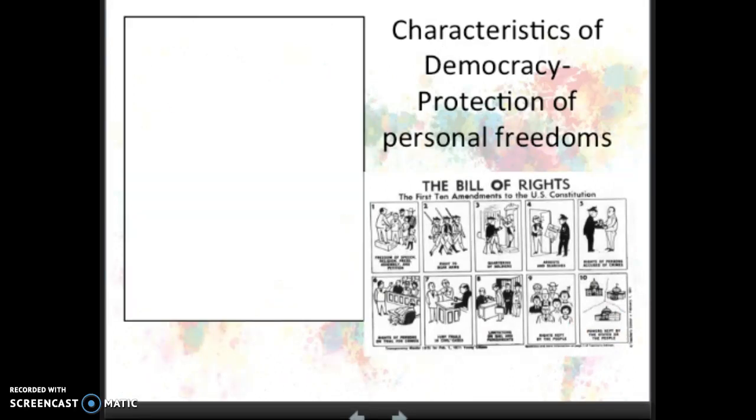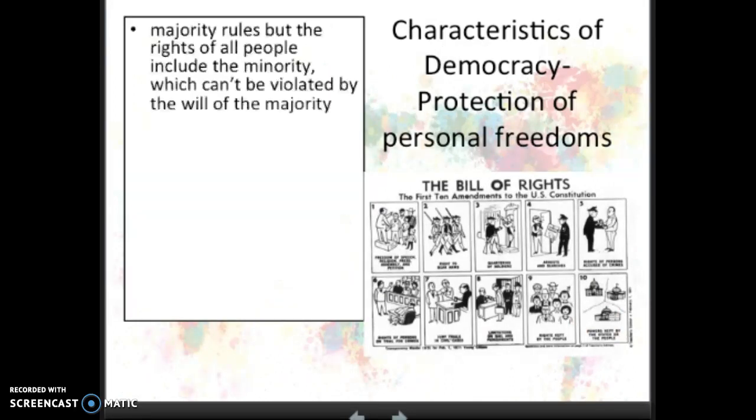All right, protection of personal freedoms. This is going to be the concept that majority rules, but the rights of all people, including the people that might be in the minority, can't be violated by the will of the majority. So even if you aren't above the 50%, or you're not in the group that holds the most, and a majority can be an ethnic majority, religious majority, but it can also be an ideological majority, making sure that if you're not in the majority, your needs and your rights are not completely ignored.